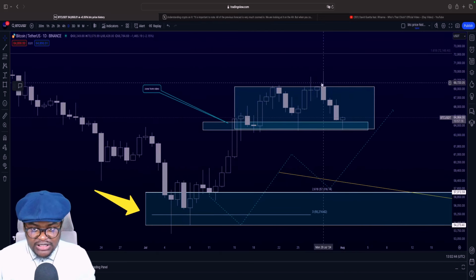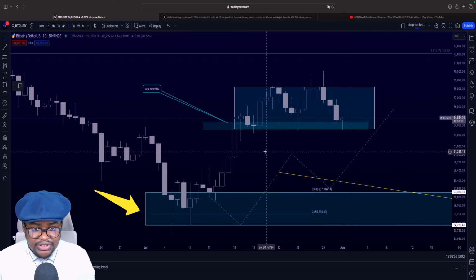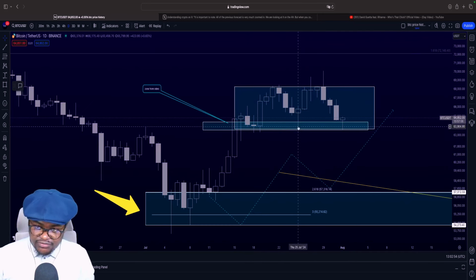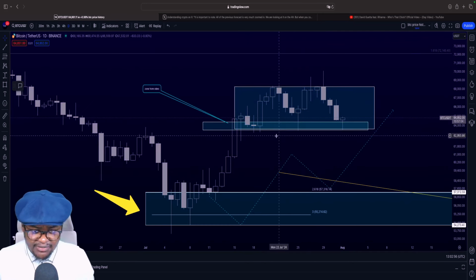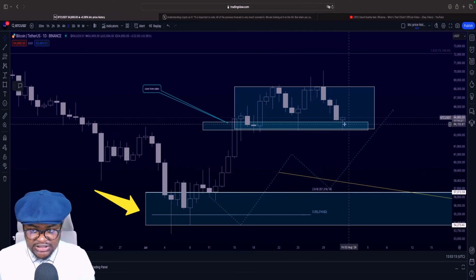But for me, I am not doing anything in this particular zone. If it goes up, then hallelujah. You may want to bet on it, but I'm not. If you want to bet on it, your stop loss must be below somewhere around 63.1. But personally, I'm not going long here.